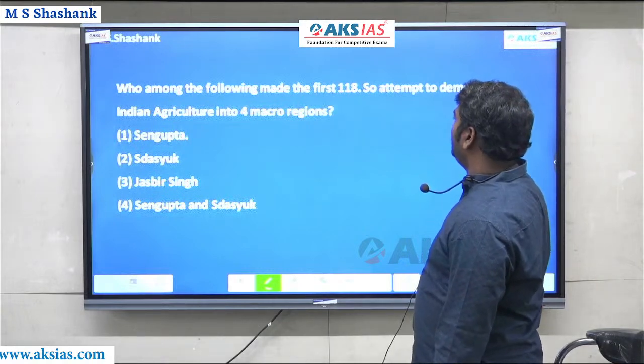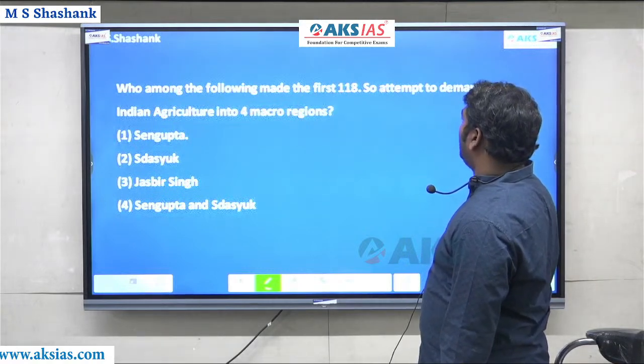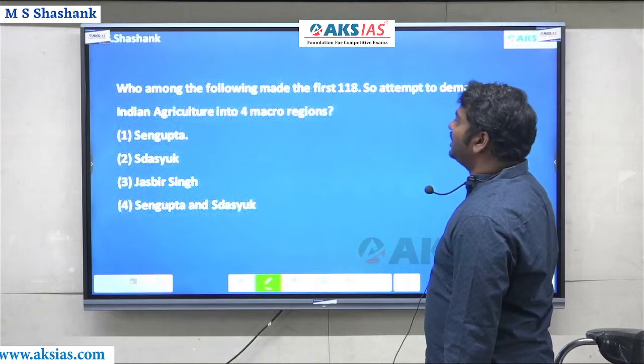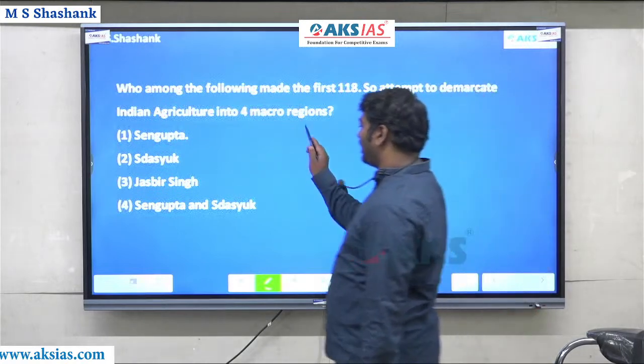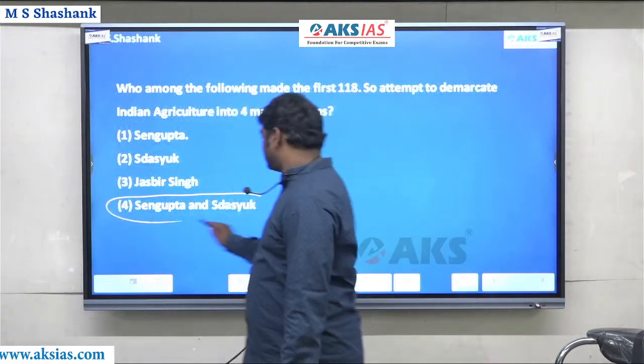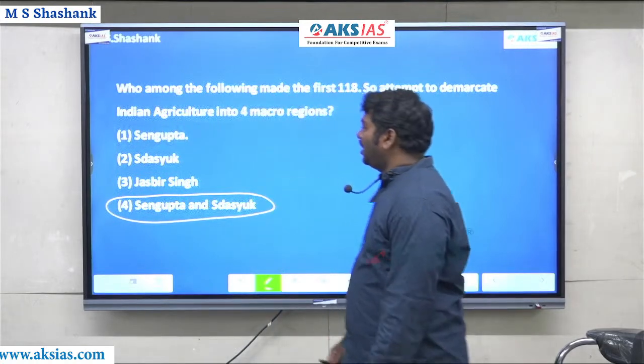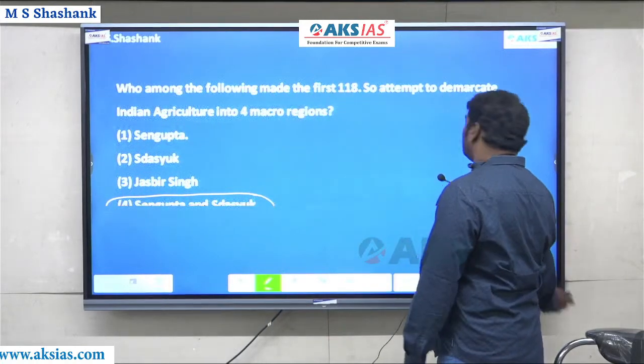Who among the following made the first attempt to demarcate Indian agriculture into 4 macro regions? It was Sen, Gupta and Dasgupta. Agriculture, they have literally gone to the depth, guys.